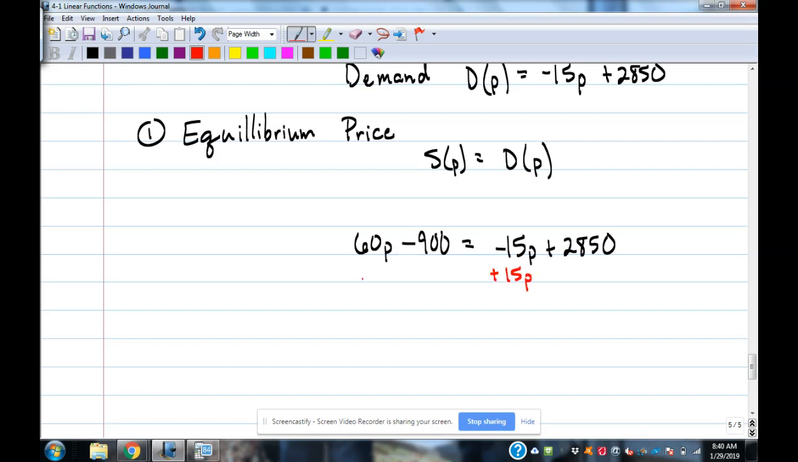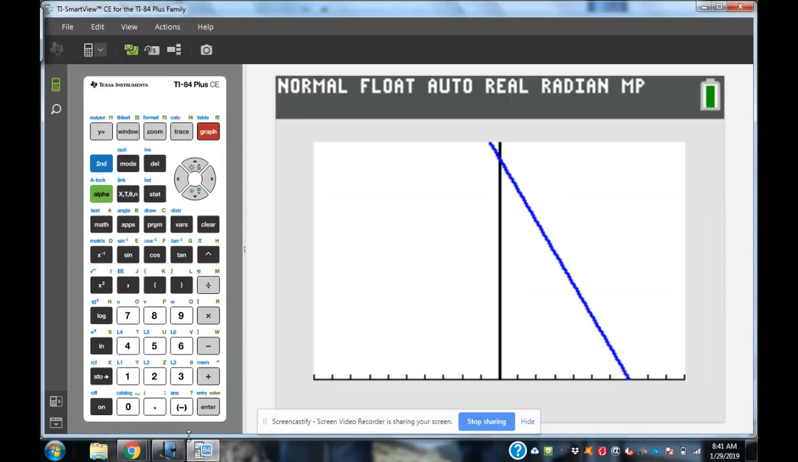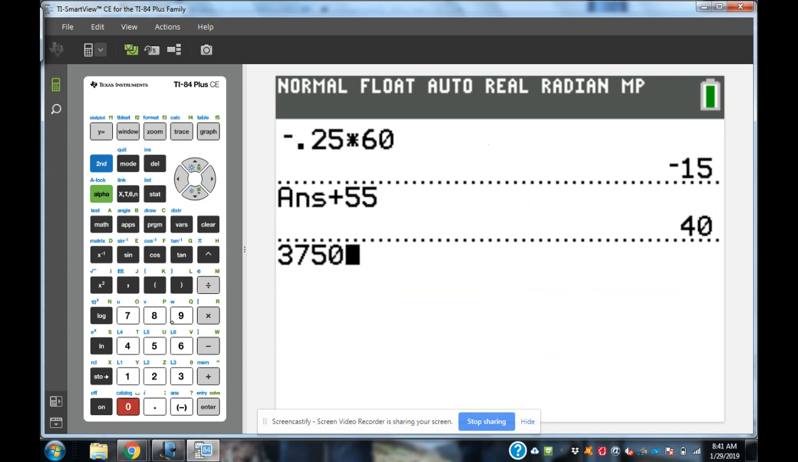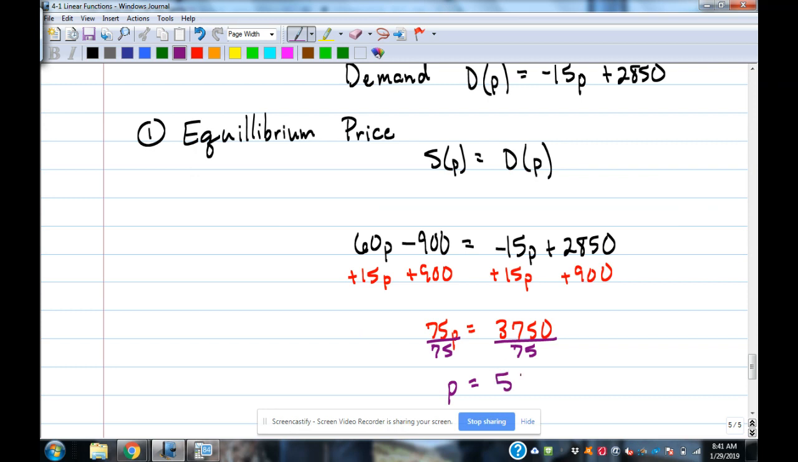Add 15p and 900. 75p equals 2850 plus 900, which would be 3750, right? And then divide by 75. 3750 divided by 75 is $50. $50 is our equilibrium price.